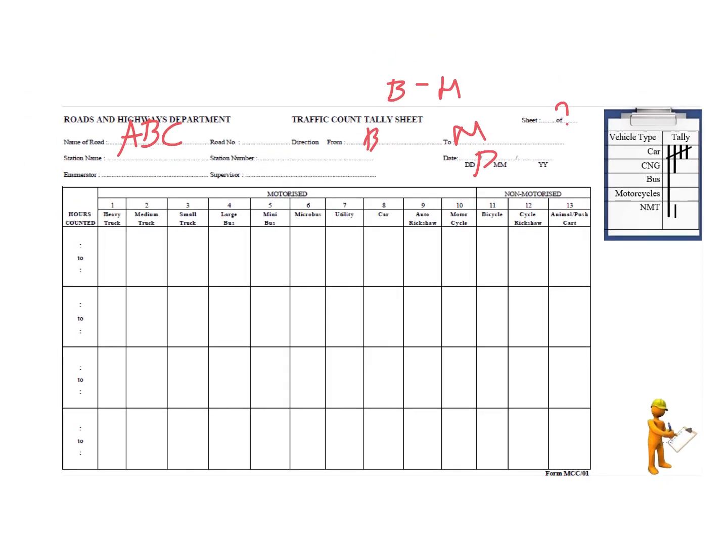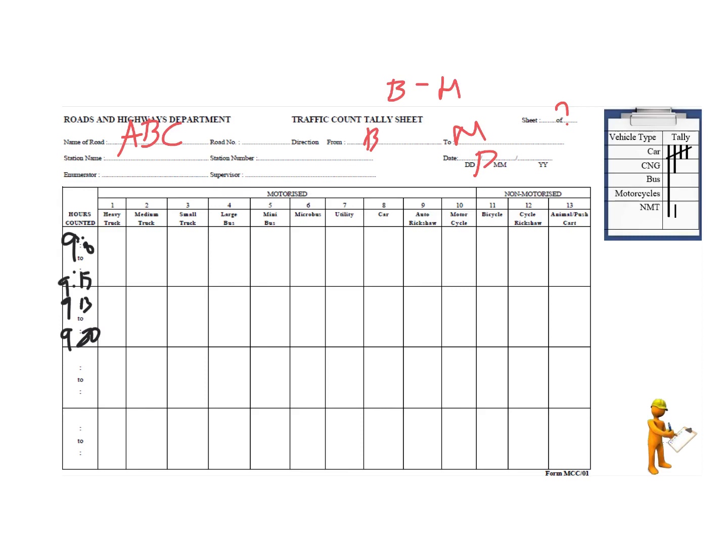Next, we first note down the hour counted, the time interval you are conducting the survey. For example, if you are conducting the survey from 9 to 9:15, that time has to be written here, and then here 9:15 to 9:30. So note down the timing for every 15-minute interval.